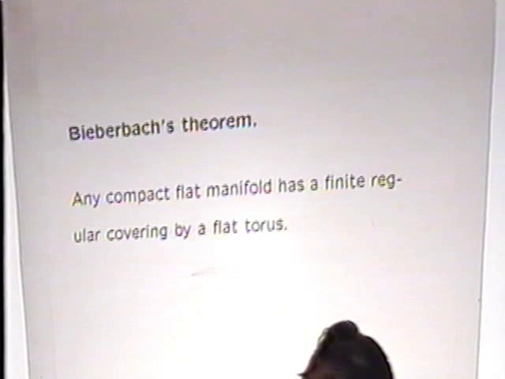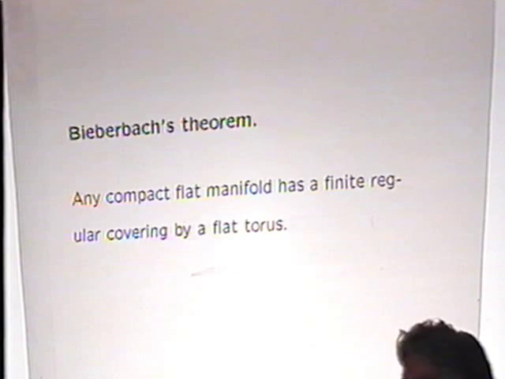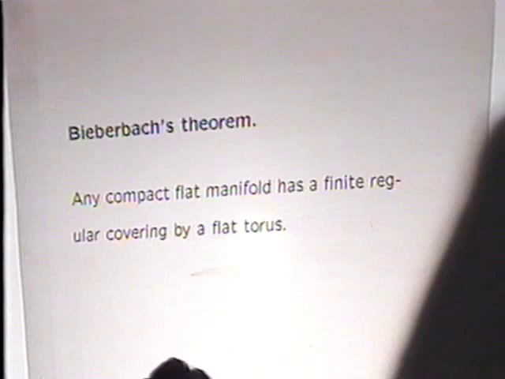There are only finitely many in each dimension and so on. The fact that you have a finite covering by a torus is a quite non-trivial theorem, and a torus has abelian symmetry. It is in fact a group itself, but certainly if it's just a torus, it doesn't come with a base point, but it certainly has an abelian group of isometries.